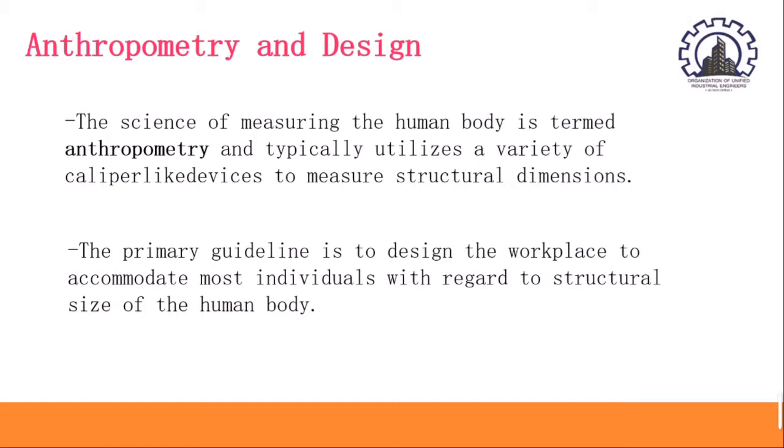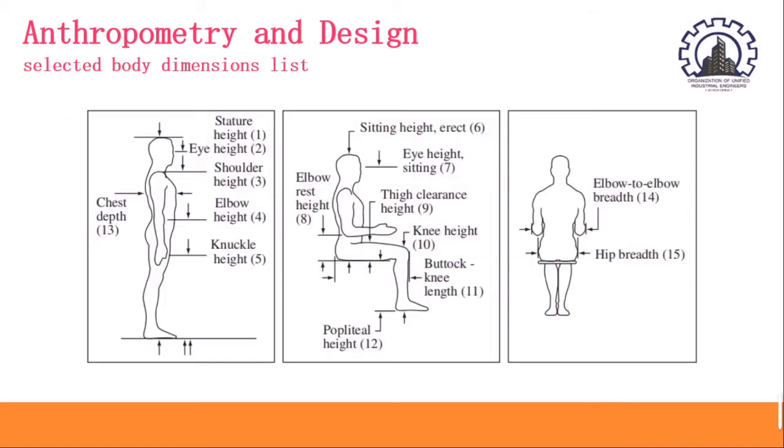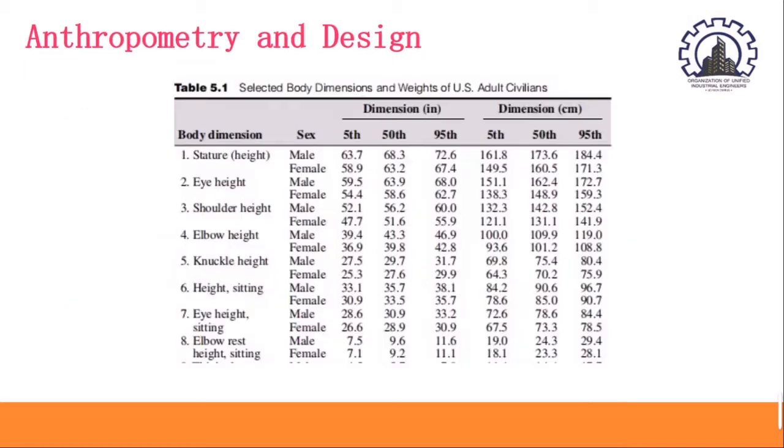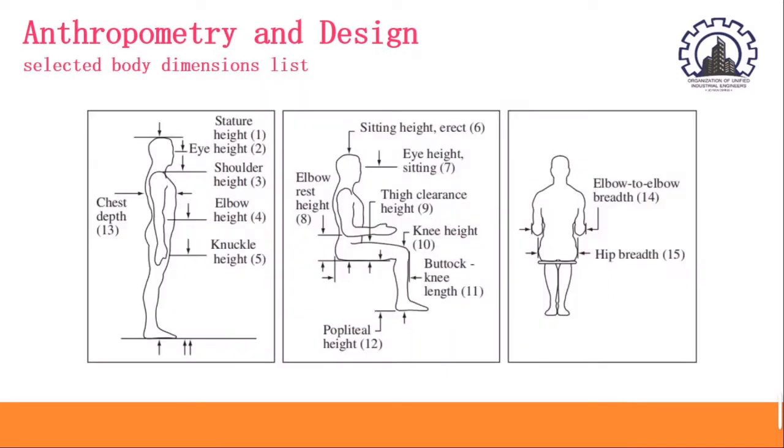A summary of useful dimensions that apply to the particular postures needed for workplace design for U.S. males and females is given in this table. And these are the selected body dimension lists. The use of this selected body dimension list is to know the standard positioning of the joints to maintain neutral postures.